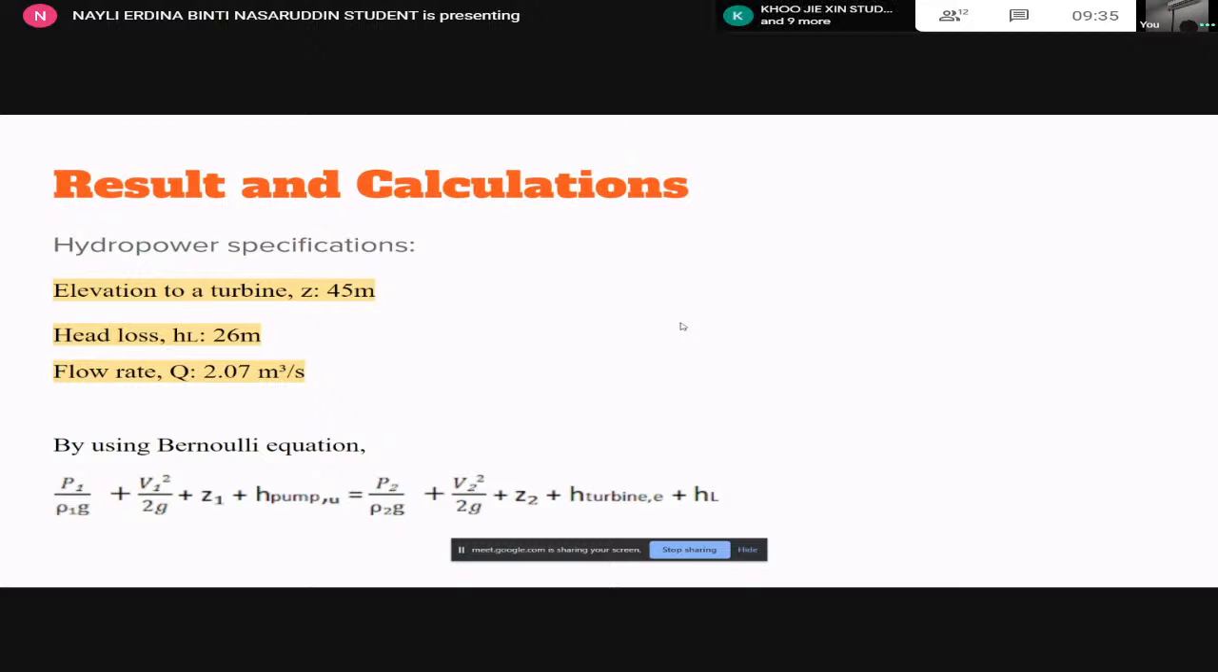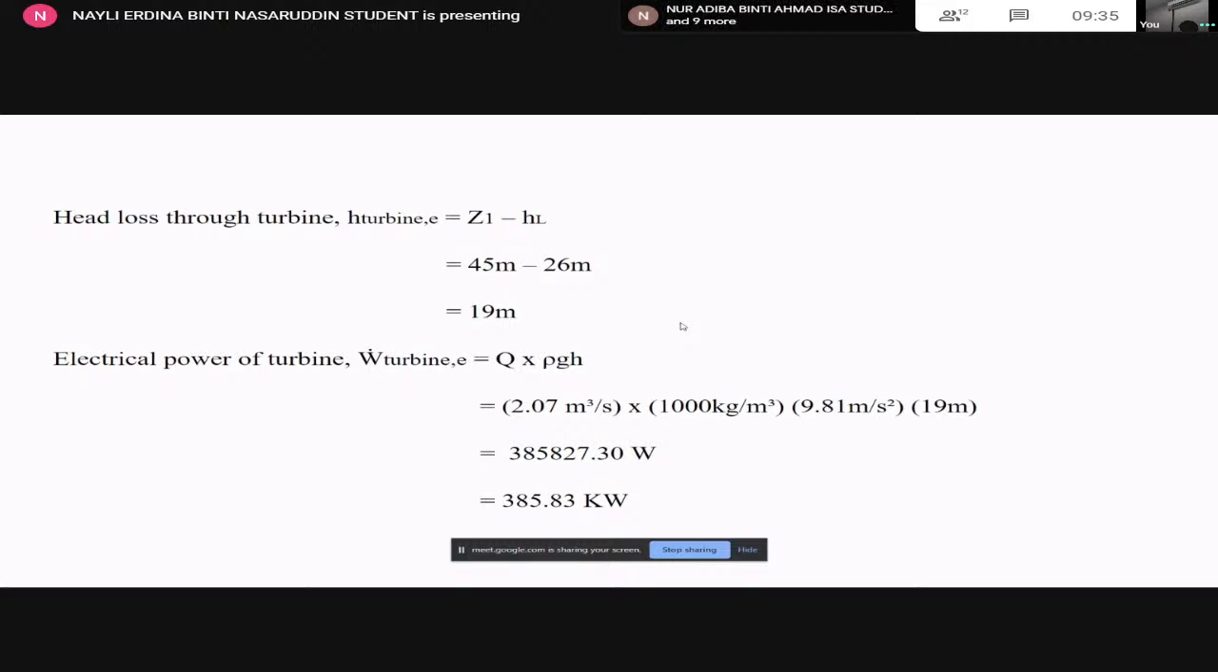Firstly, by using Bernoulli equation, we can cancel out Z2, pressure at point 1 and pressure at point 2 as both are in atmospheric pressure, and flow velocity at both points because the value is too small. So we get to find the head loss through turbine using elevation at point 1 minus head loss, we get 19 meter.